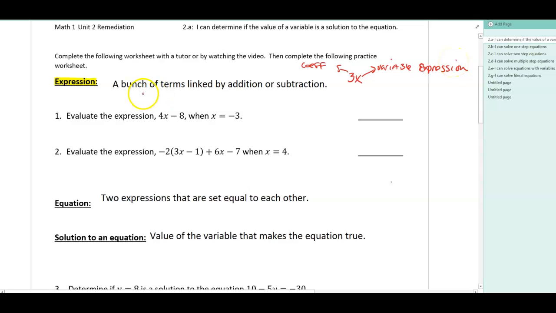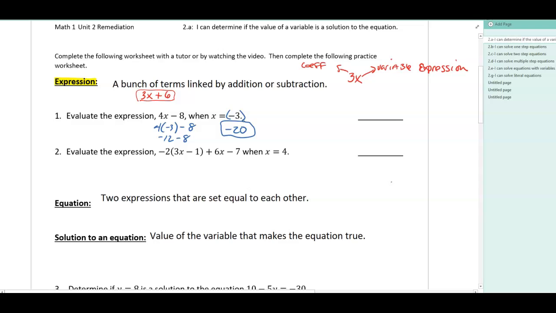And if I take a bunch of these, such as 3x plus 6, this makes an expression. So know and understand that an expression does not have an equal sign. Now what we do is we actually evaluate expressions. So if I was going to evaluate the following expression, 4x minus 8, when x is equal to negative 3, all I'm going to do is everywhere I see an x, I'm going to replace it with a negative 3. So I would do 4 times negative 3 minus 8. That would give me negative 12 minus 8, and this would give me negative 20.